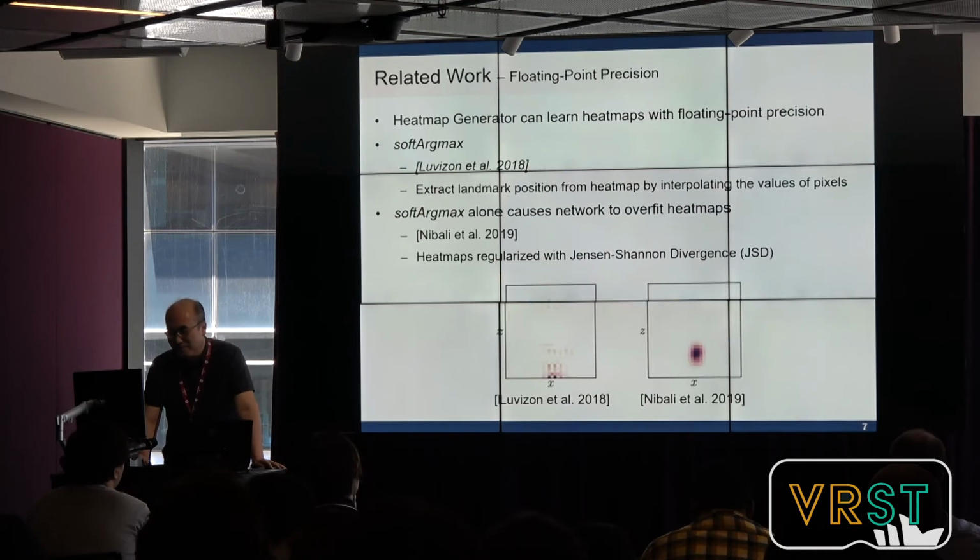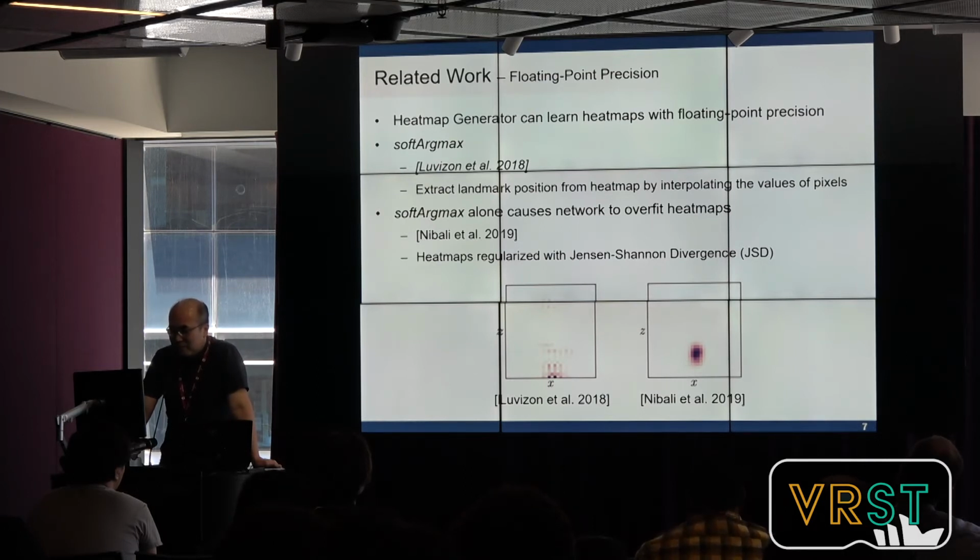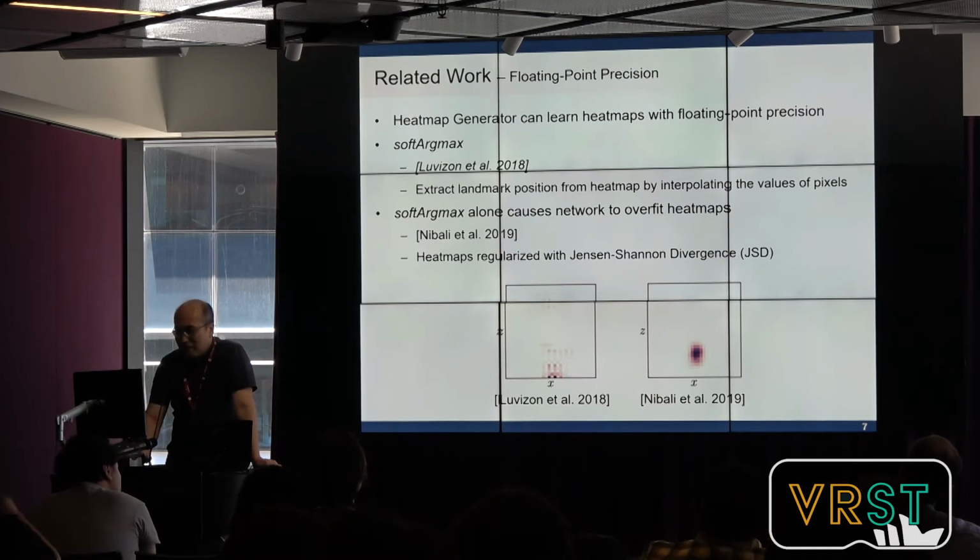To address this limitation of quantization, floating point precision has been proposed for the heat map generator. There we basically use soft argmax instead of argmax. Then soft argmax allows us to interpolate the landmark position from the values stored in the heat map.